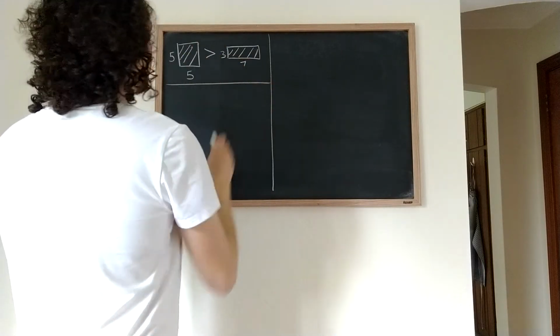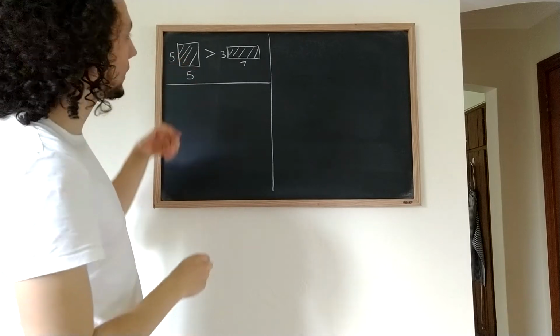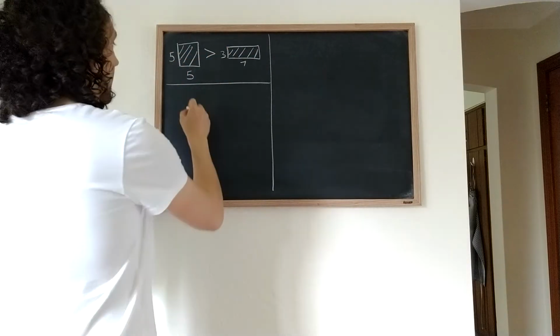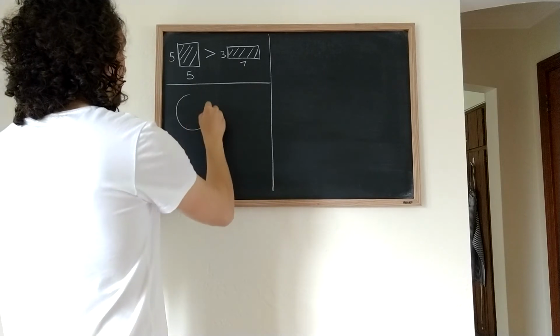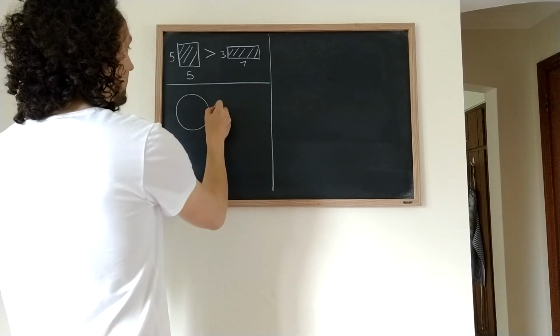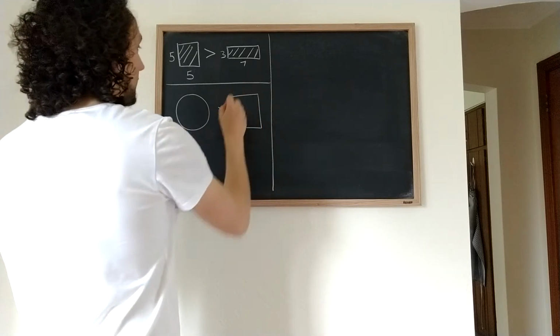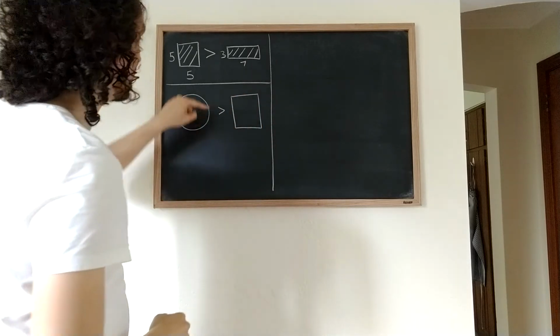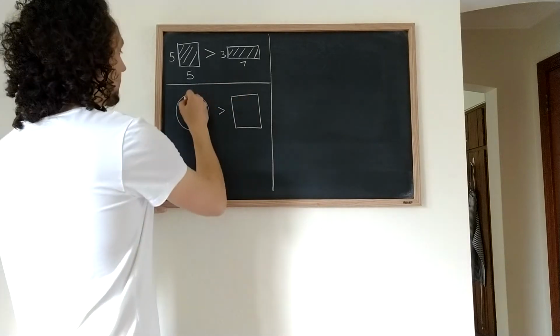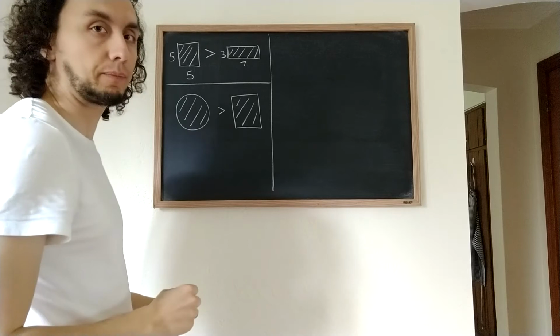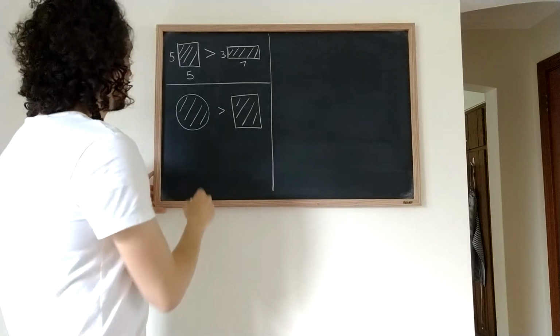And what I want to do in this video is show you that even though the square comes out on top among rectangles, it doesn't come out on top when we compare it to other shapes. In particular, if you take a circle and a square with the same perimeter, then the circle has a higher area than the square. That's what we're going to show today.